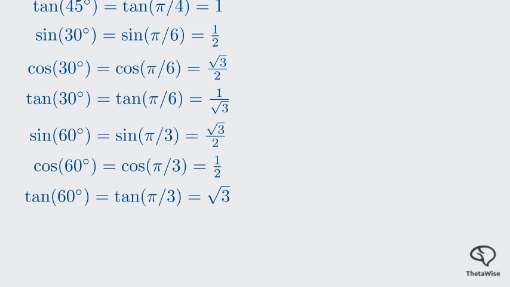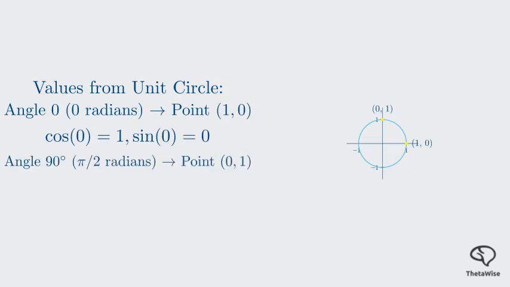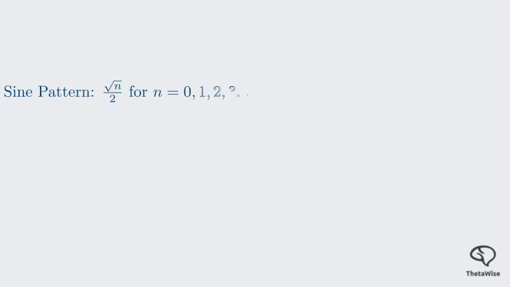The values for 0 and 90 degrees can be found directly from the unit circle. At 0 degrees, 0 radians, the point on the unit circle is (1, 0). So cos 0 is 1, sin 0 is 0. At 90 degrees, π over 2 radians, the point is (0, 1). So cos π/2 is 0, sin π/2 is 1. We can organize all these exact values in a table.